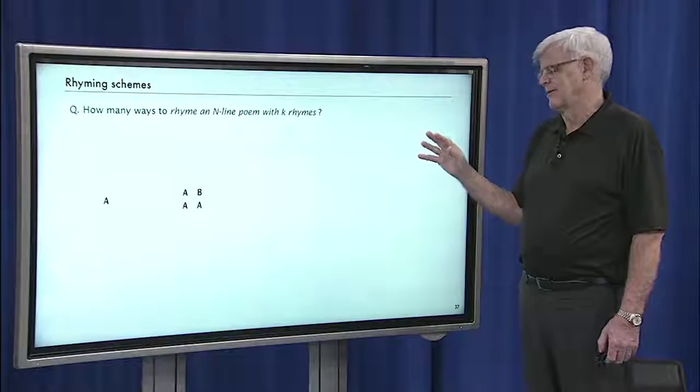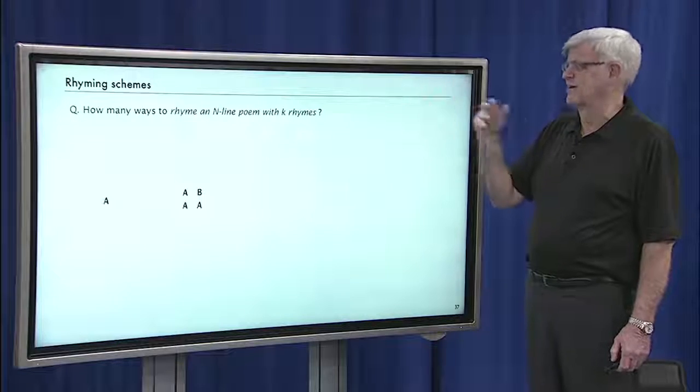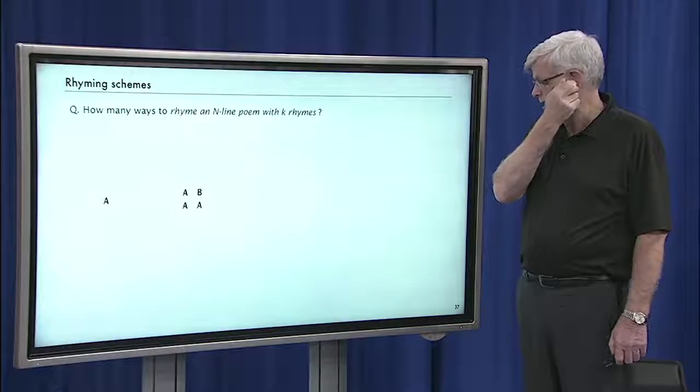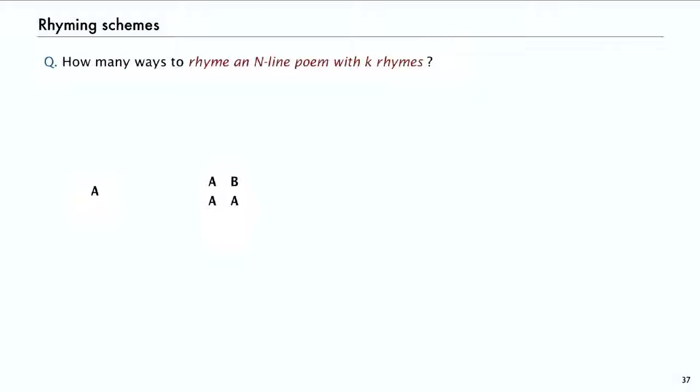That's a parameter, and so we're going to ask the question, if I have an n-line poem, how many ways are there to rhyme it with k rhymes? So if it's a 2-line poem, there's only 2 possibilities. Either the 2 lines don't rhyme or they do. That's AB and AA.